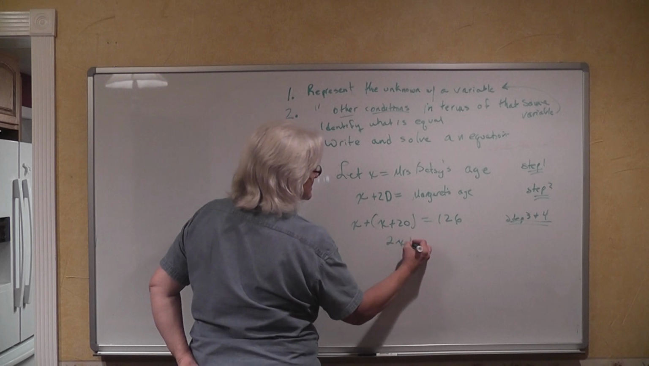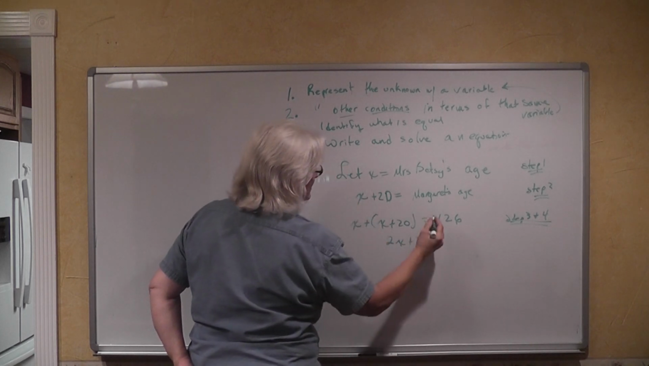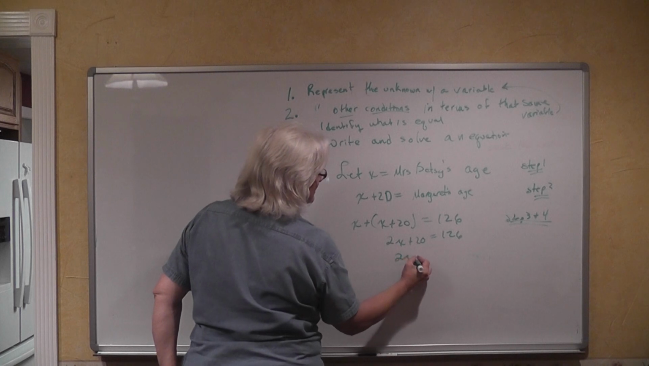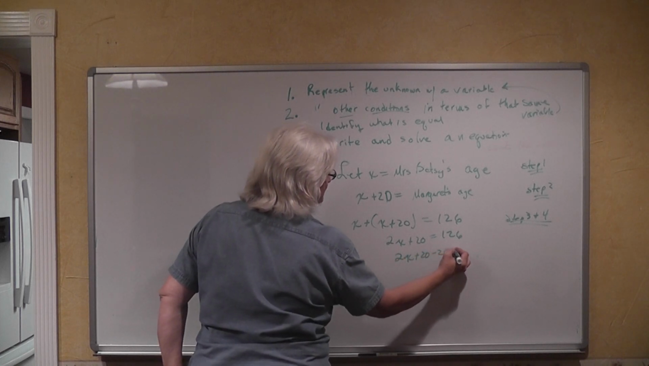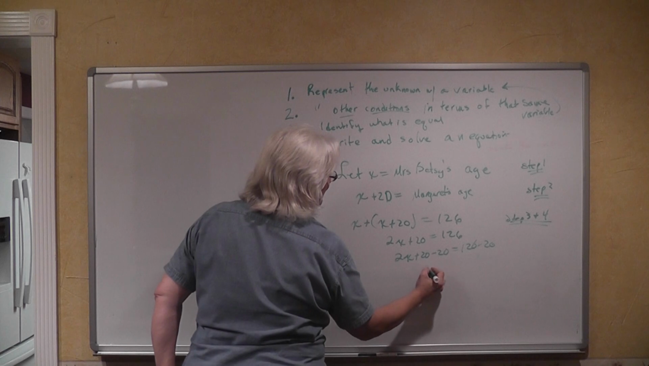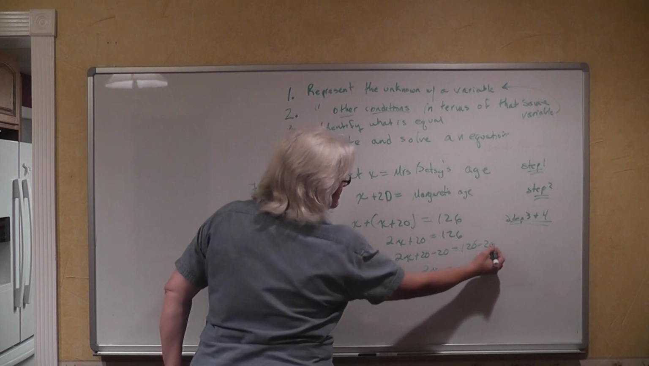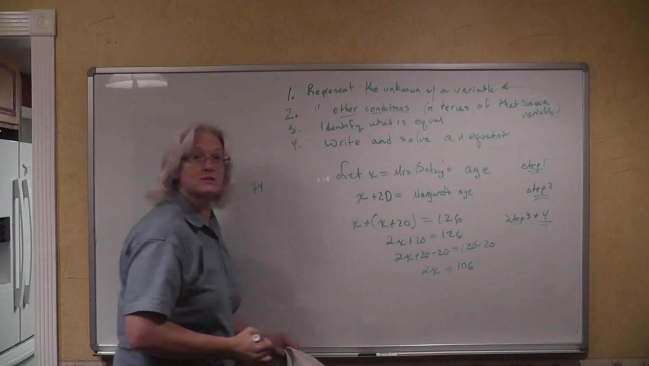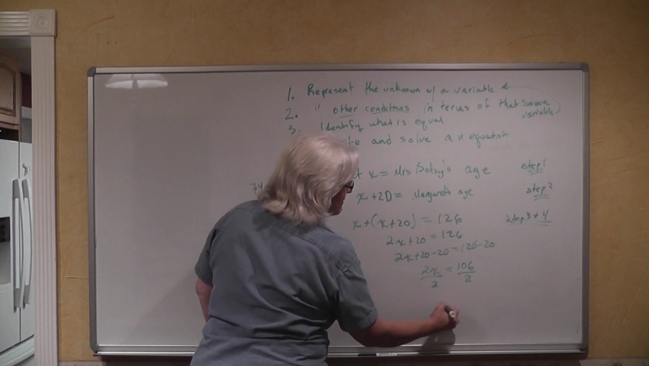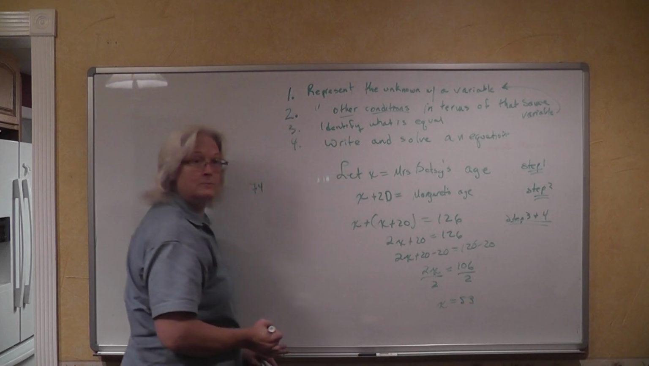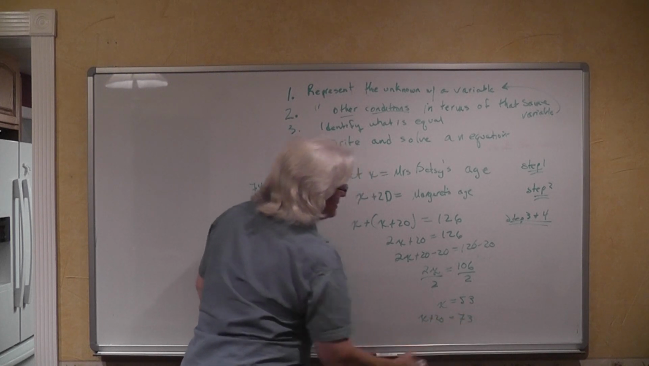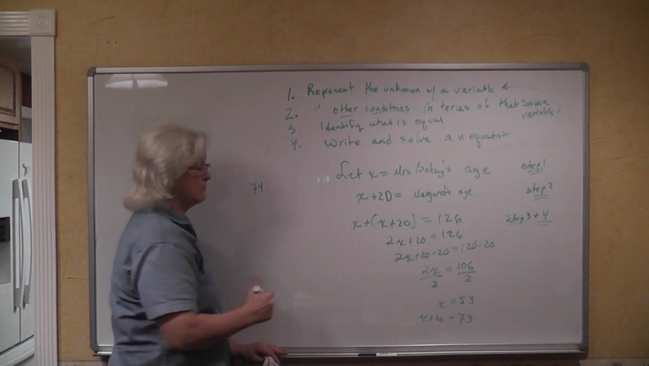Now we have 2x plus 20 is equal to 126. We have to subtract the 20 from both sides of the equation, and that gives us 2x is equal to 106. We now divide both sides of this equation by 2. We have x is equal to 53, which is how old I am. X plus 20 is equal to 73, which is how old Margaret is for another month.